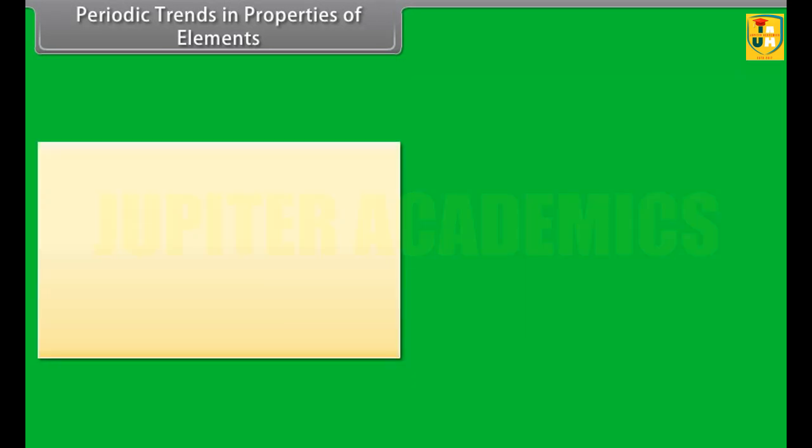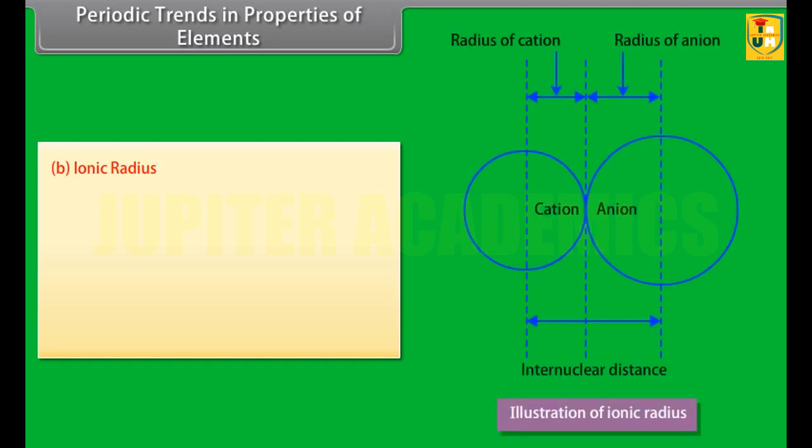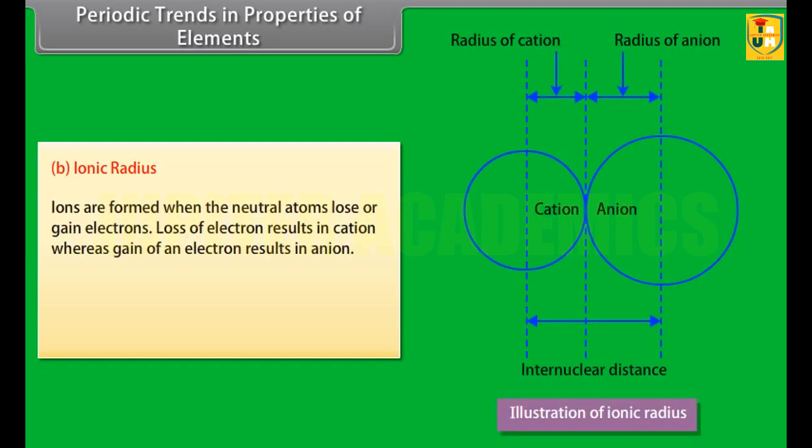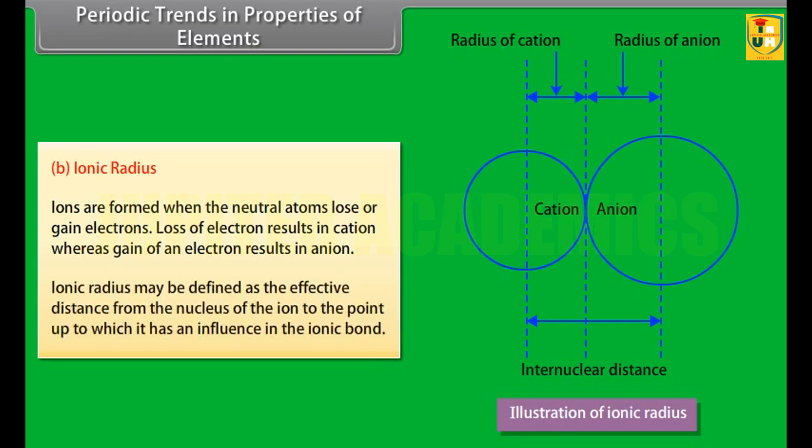B. Ionic radius. Ions are formed when the neutral atoms lose or gain electrons. Loss of electron results in a cation, whereas gain of an electron results in an anion. Ionic radius may be defined as the effective distance from the nucleus of the ion to the point up to which it has an influence in the ionic bond.